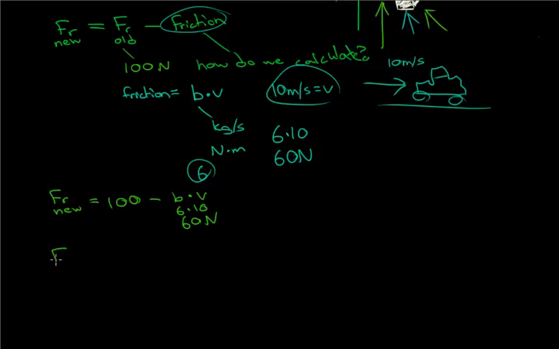And that means our new restoring force is only 40 newtons. Remember, the restoring force is always measured in newtons. So we end up with 40 newtons. And 60 newtons was our friction force. And so this only gives us an instantaneous calculation. Just like if we had money and we only compounded it once, we would only have an instantaneous calculation.